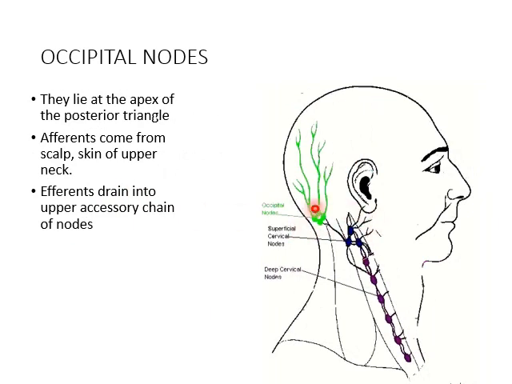Occipital group of lymph nodes are located in the apex of the posterior triangle, and they drain the scalp and the skin of the upper neck, and efferents go to the upper accessory chain of lymph nodes, which is located in the posterior triangle along the spinal accessory nerve.